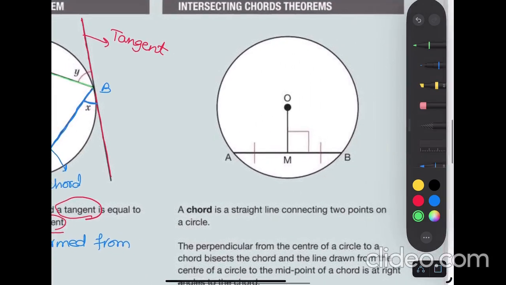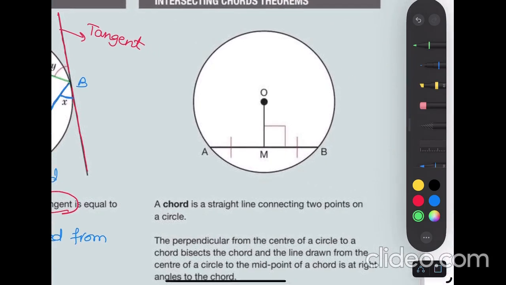Okay, now moving on to the next one. It's the intersecting chord theorem. Now what does the intersecting chord theorem mean? For example, let's say I draw a random chord here and name it AB. Now, it says that if there's any chord inside the circle, and from the center of the circle you draw a straight line, for example, a rough straight line like this, this straight line always makes an angle of 90 degrees on the chord, and it bisects the chord.